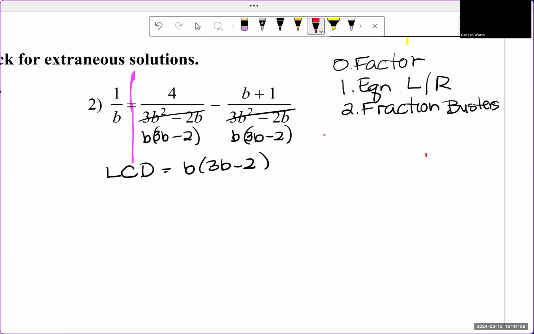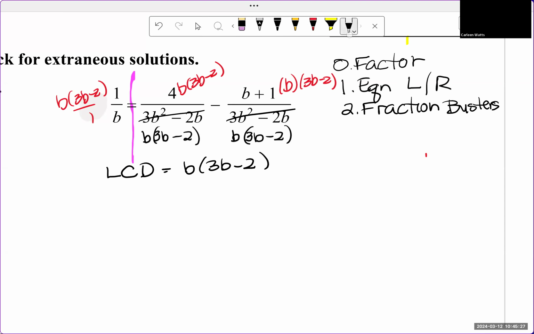Let's try this one. Okay, so I'm going to take it and I'm going to multiply b and 3b minus 2 over 1, right? b and 3b minus 2. b and 3b minus 2. Didn't really need those parentheses around the b. I'm going to make this go away so it just looks a little less cluttered. Okay, we factored it out.